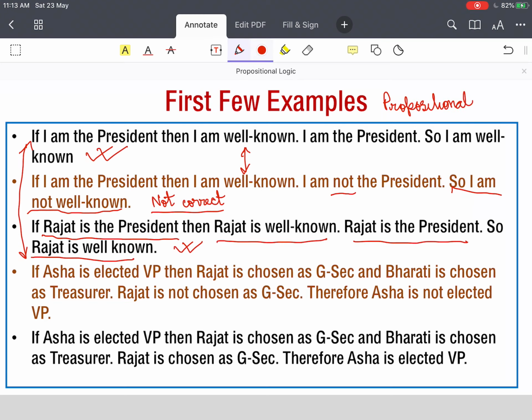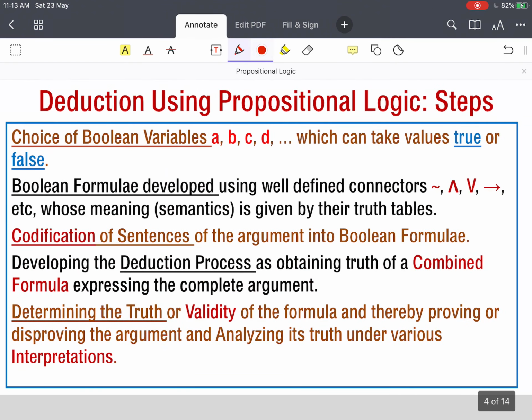That is what we do in what is called propositional logic or Boolean logic. So what do we do in Boolean logic? We take these English language sentences. First, we choose a set of Boolean variables A, B, C, D, which can take values true or false. So propositional logic only consists of Boolean variables which can take values true and false. Then we form Boolean formulae. How do we form? We shall come to that. And these Boolean formulae are formed based on the Boolean logic operators not, and, or, and implies. There could be other operators. The meaning of these are given by the truth tables which all of us know.